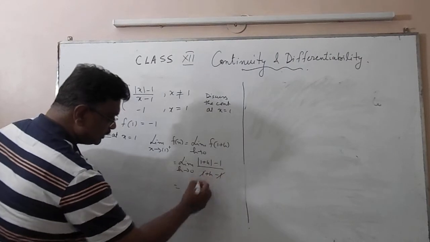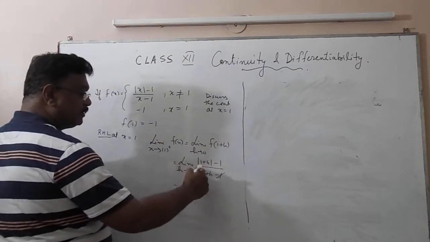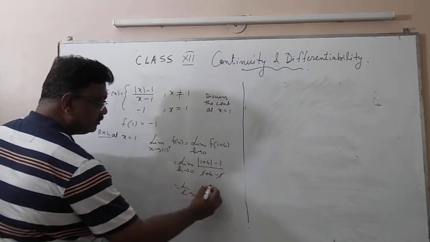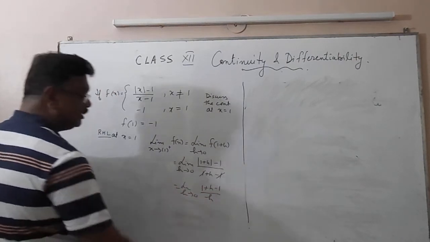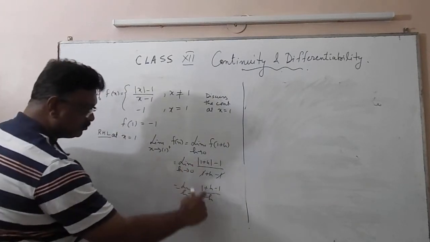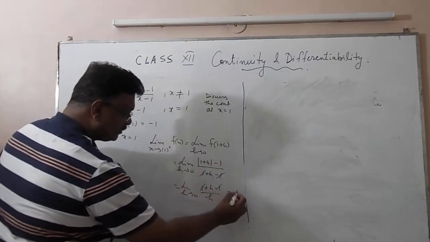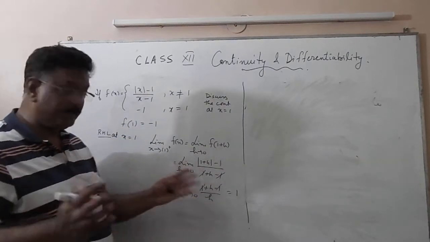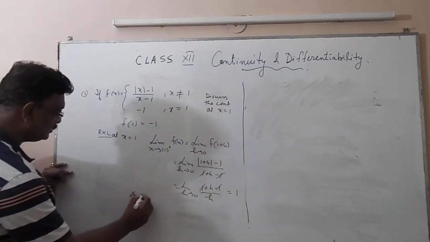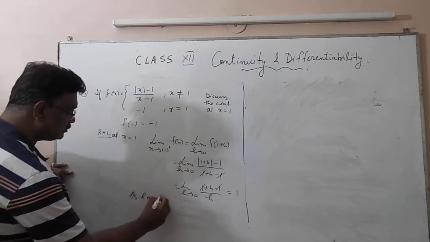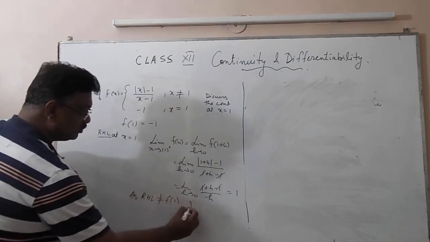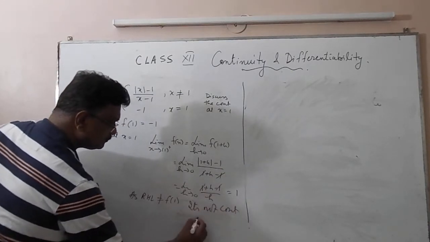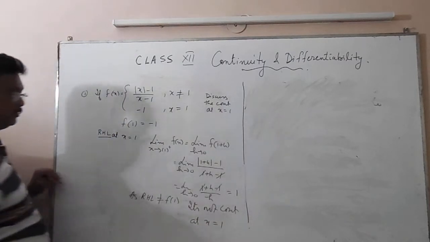You can see this gets cancelled, and this modulus of 1 plus h becomes 1 plus h. So we get limit h tending to 0 of (1 plus h minus 1) upon h because of this modulus. So this gets cancelled and we get 1. So here the value was minus 1, here the value is 1. They are unequal. So as the right hand limit is not equal to f of 1, it's not continuous at x is equal to 1.